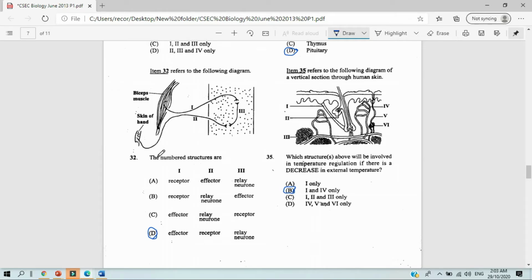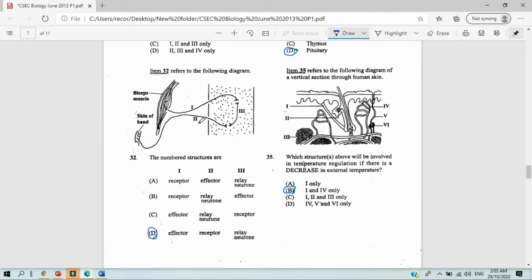Alright, so the numbered structures are, let us look at 1. 1 is coming from a muscle or going to a muscle, or a gland, then we can think about the effector. So it's going to be one of these.